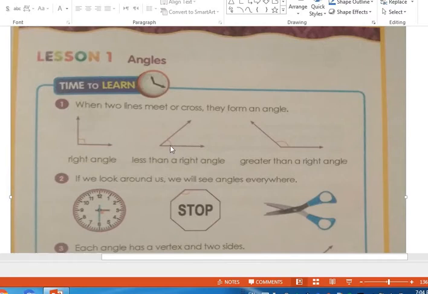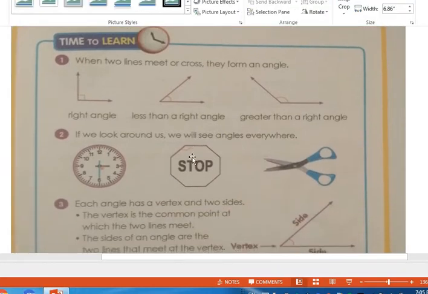So this is called what? I told you in the last session also. Do you remember? It's an acute angle. Excellent. And this is an angle which is greater than a right angle. Look, it's open like this. This is an obtuse angle, and we will learn about the names of the angles later.